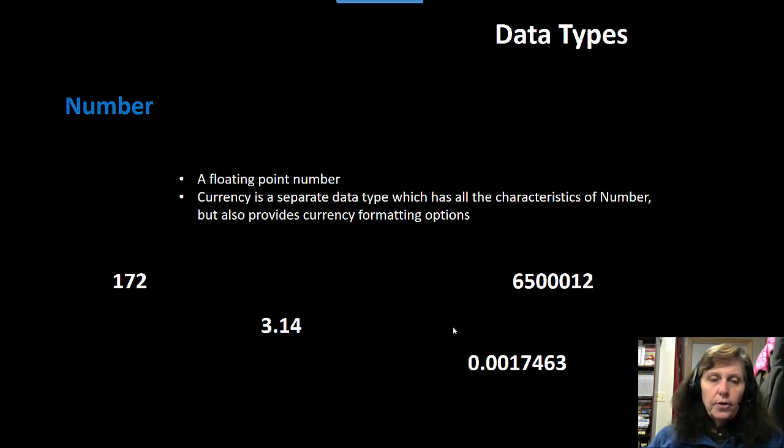Numbers. Depending on your app, you may have a whole lot of numbers. I have a few in my apps. I use a lot more text than I probably do numbers, but numbers are stored as floating point values. Currency is actually also a data type. It is a special data type that has all the characteristics of a number, but it also provides the ability to format the information as currency. I actually have not had a reason to use the currency data type. Everything I've done so far, I've been able to do with the number data type, but that is available to you if you're dealing with things that are in currency and you need those currency formatting options.